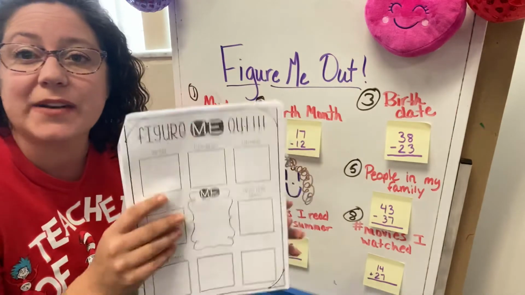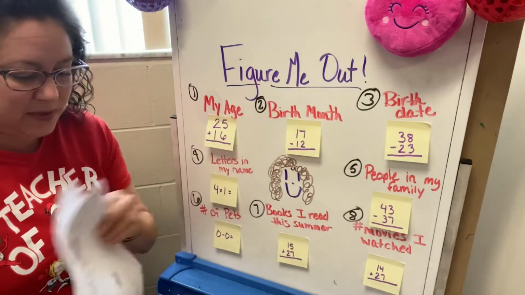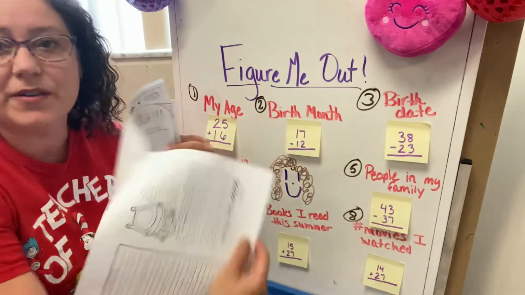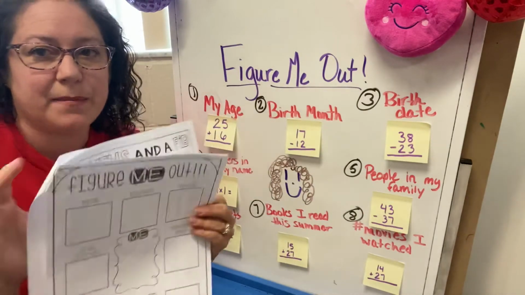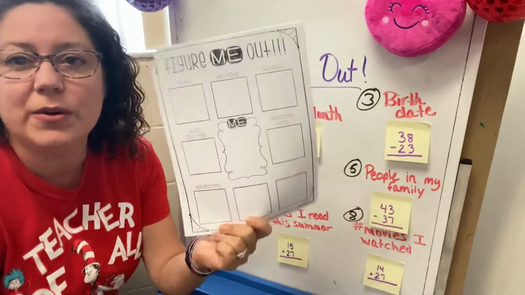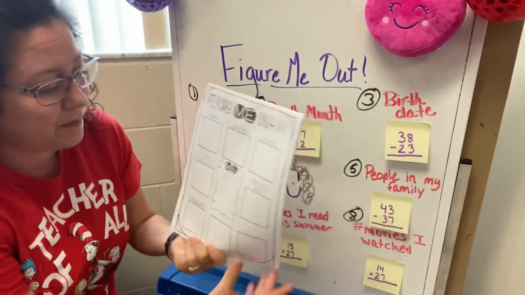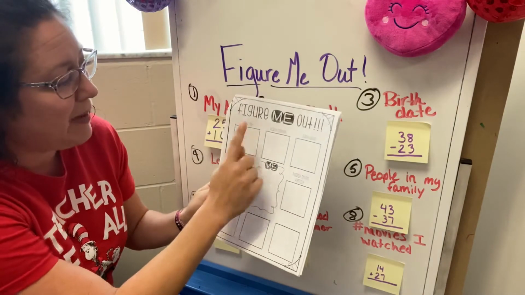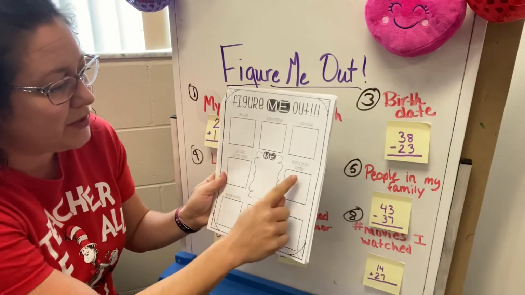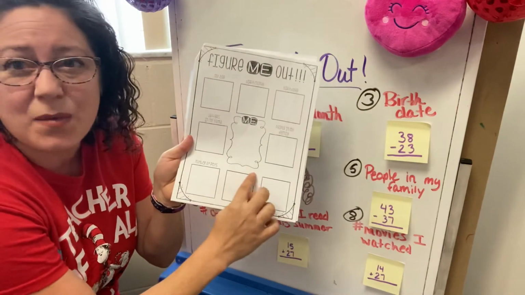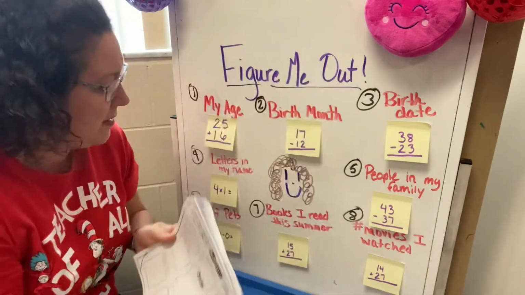You're going to go to your back to school packet. You've already done the first page for jitters, okay? This is the second page. And you are going to come up with problems for your answers, okay? My name, my age, birth month, birth date, letters, people in my family, number of pets. This box, it didn't copy so well. I'm sorry, you're going to have to write it in.